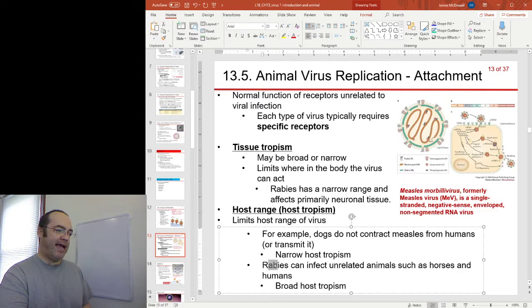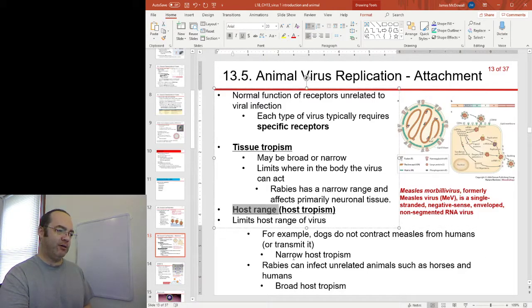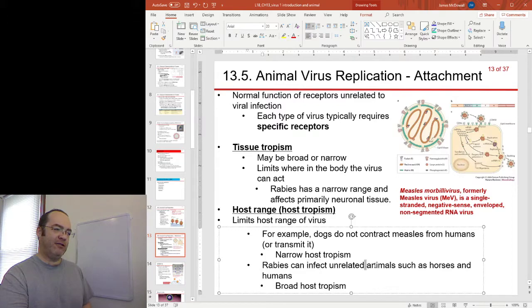Rabies has a broad host range. It infects many unrelated animals. Horses and humans and all kinds of things can suffer from rabies because it targets a receptor that is common to all those different kinds of animals.